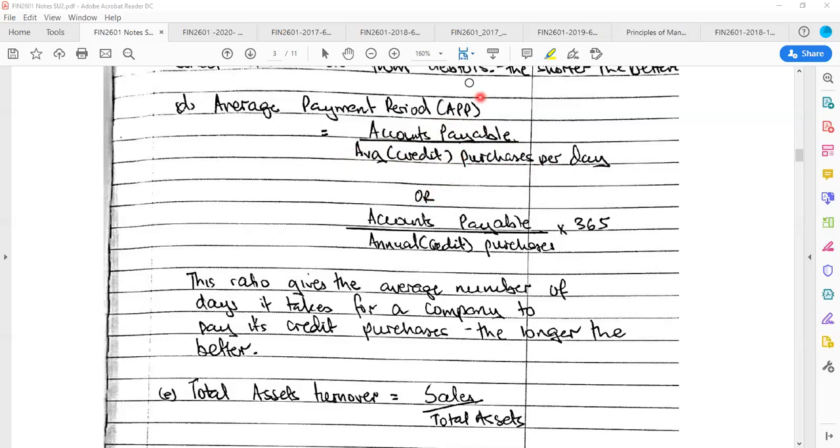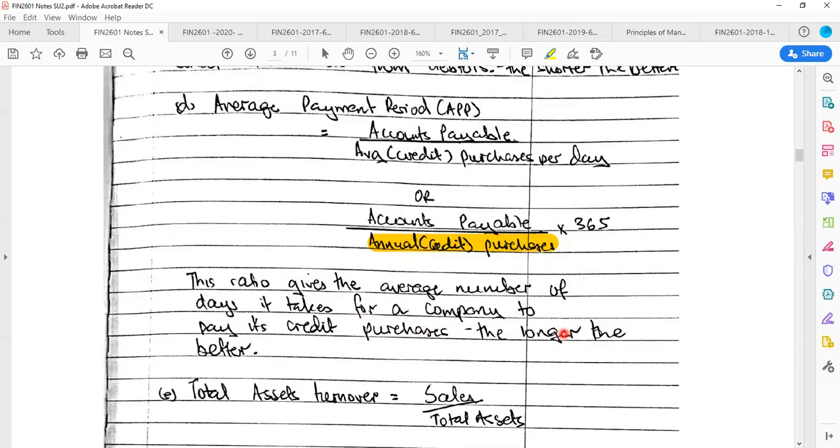So if they've given us the average purchases per day, we can use this ratio. But if they've given us annual purchases, we can use the second one. We take our accounts payable, also known as trade payables, over annual purchases times 365, okay? And this ratio gives us the average number of days it takes for a company to pay its credit purchases.